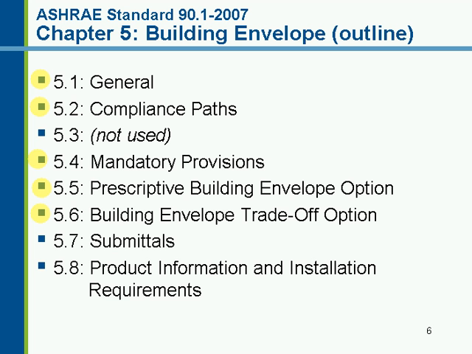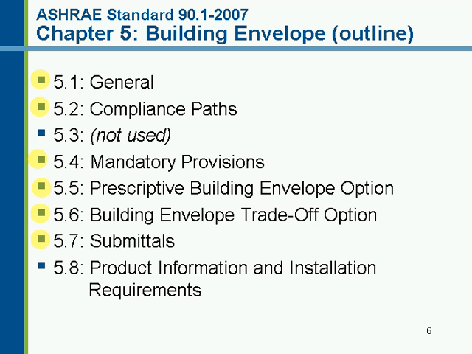Now be aware, these are both options within the envelope chapter itself. If you want to do trade-offs for the entire building, you can look at Section 11, and that allows you to do trade-offs between envelope, mechanical, and lighting. The trade-off option in 5.6 is just limited to the building envelope itself, where you might put in more insulation to compensate for windows that don't comply or something like that.